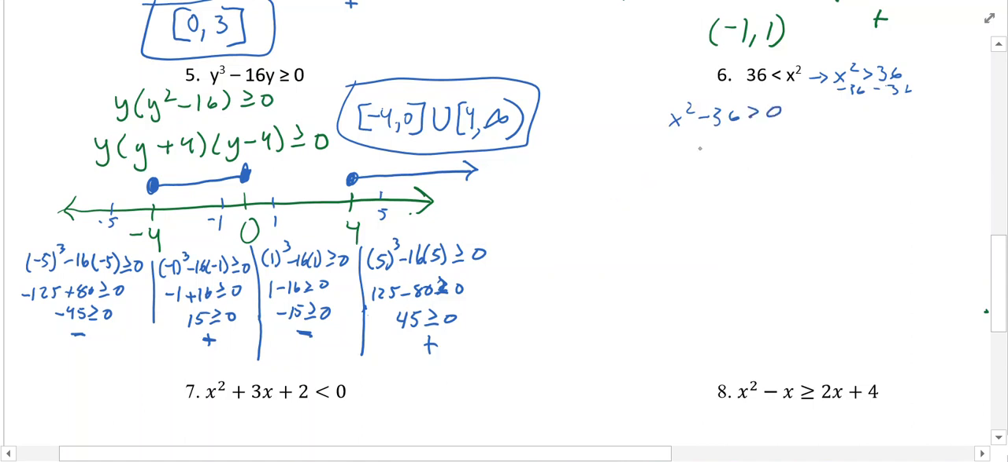Okay, so now that I have this, I can factor. This is a difference of squares, so I get x plus 6, x minus 6 is greater than 0. All right, I want you to pause the video and try to solve from here.